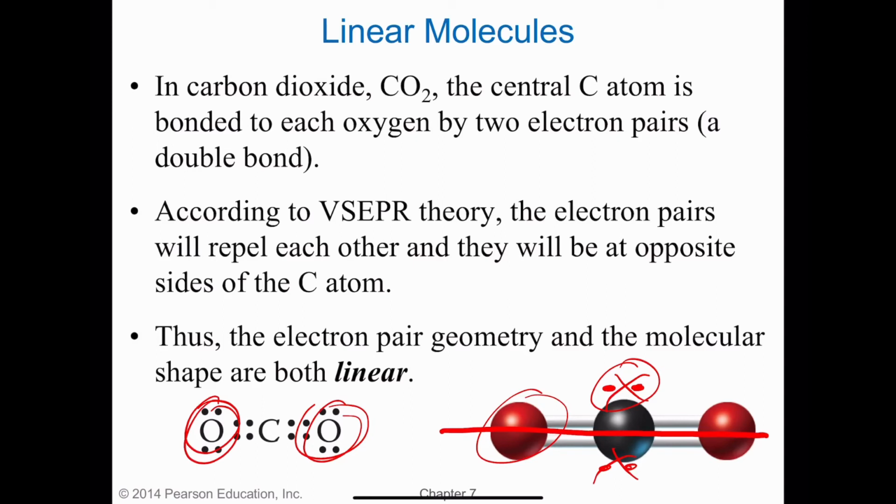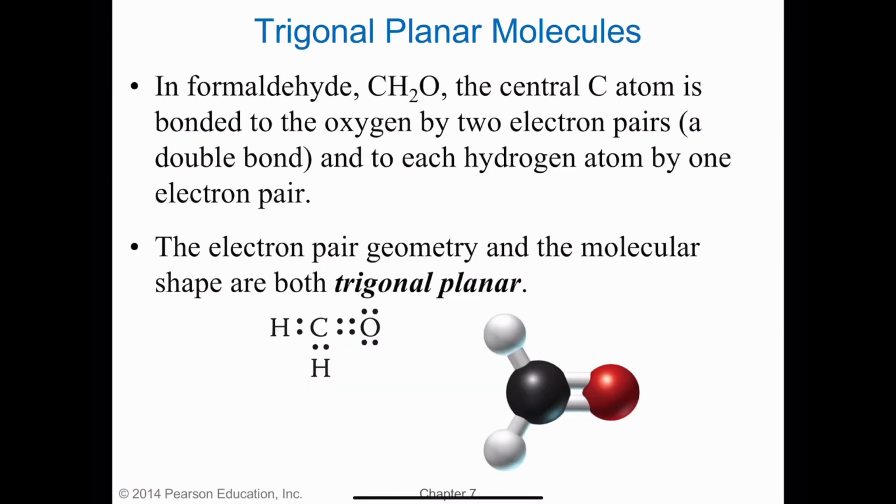And part of VSEPR theory is the electron pairs are going to repel each other, and they're going to try and get as far apart from each other as possible, which means they end up going to 2 complete opposite sides. So essentially, the bond angle between here is 180 degrees, because that's as far apart as they can possibly get. If they both go in 2 opposite directions, they're as far apart as possible, and you have 180 degrees between them. So we're going to call that linear.